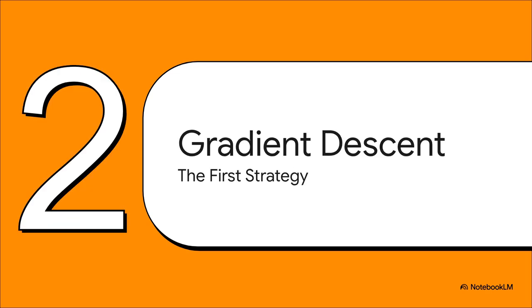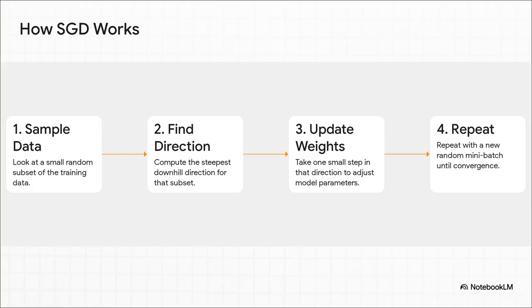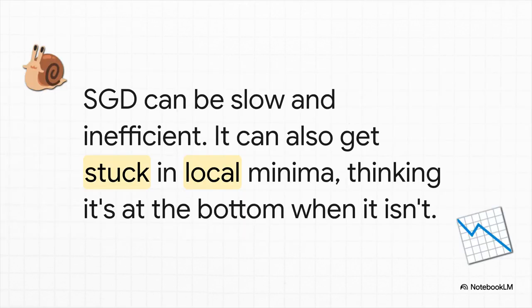Our journey starts at the very beginning, with the original strategy. This is the foundation for everything that came after it, stochastic gradient descent, or as everyone calls it, SGD. SGD is just beautifully simple. It looks at a small piece of the problem, just one batch of data, figures out the absolute quickest way downhill from that exact spot, takes one small step, and then does it all over again, and again, and again, thousands of times. But there's a problem.